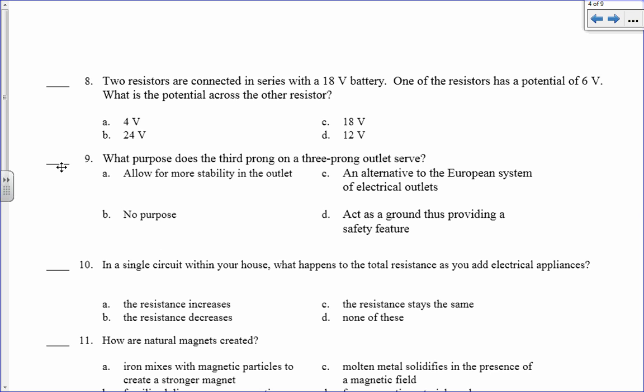Two resistors are connected in series with an 18-volt battery, like that. One of the resistors has a potential of 6 volts. What's the potential across the other? They have to add up to give 18, so it has to be 12. D.